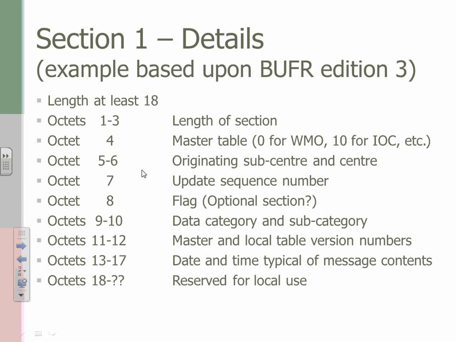And section 1 is length is at least 18 octets, and the length of the section, the master table version number. Sorry, this is a master table. So in WMO's, if you are using WMO's table, then that will be 0. Another table exists actually in IOC, and in this case, this number becomes 10, but it's probably a very rare case. So usually octet 4 is 0.